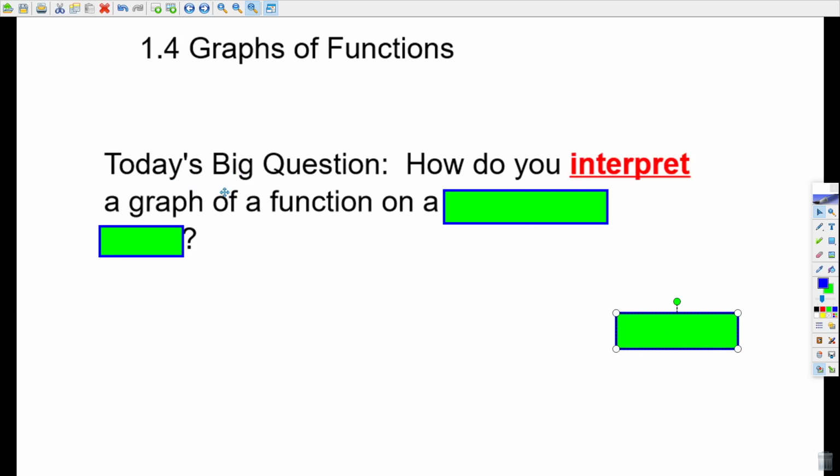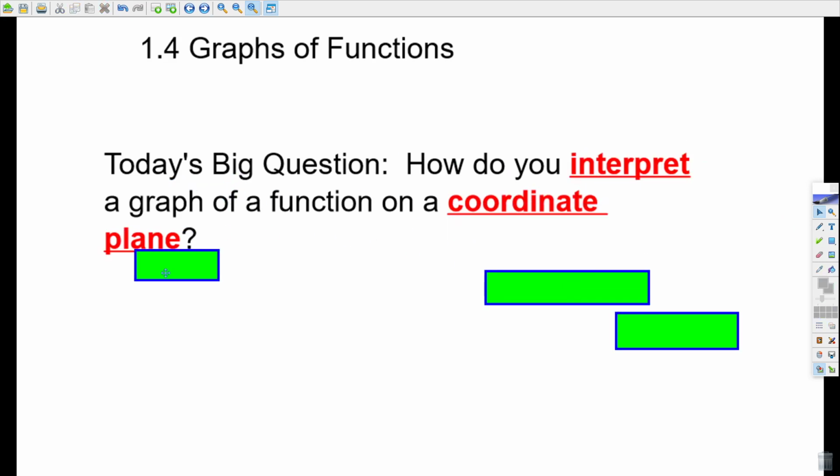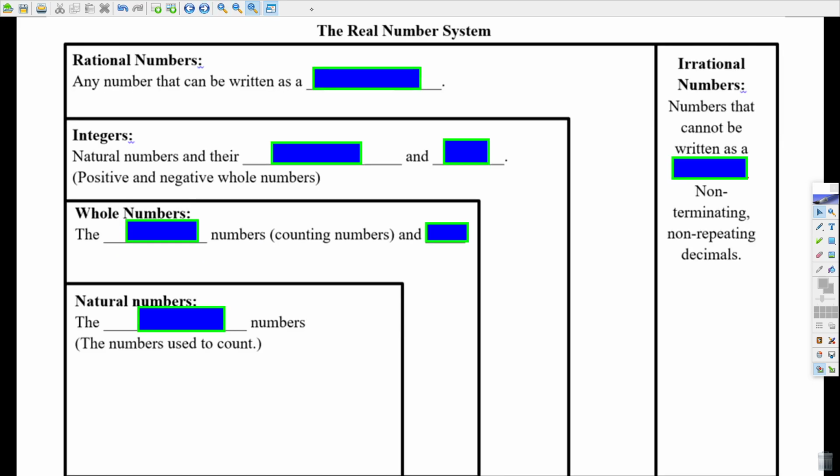First, how do you interpret a graph of a function on a coordinate plane? First, we're going to talk about the number system. Then we'll talk a little bit about domain and range and how we use it on a coordinate plane. First, the real number system.